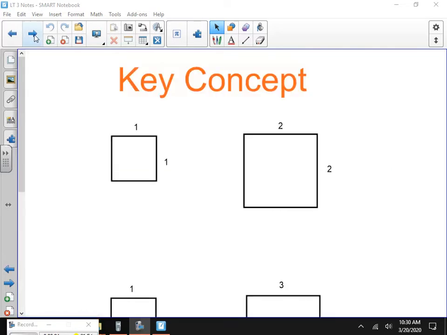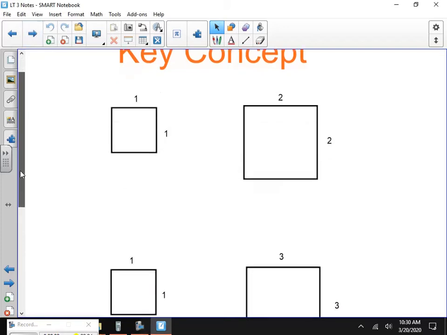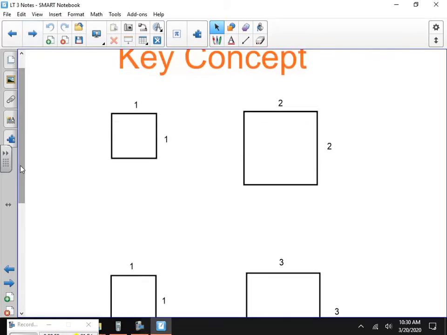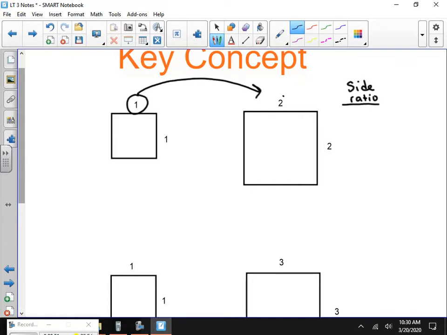Alright, so key concept. We're just going to try a couple problems. We're going to write down some ratios, and just take a look at the ratios and see what happens. So this first one, I have two squares. One of them has side lengths of 1, the other one has side lengths of 2. So the first thing we're going to write down is the side ratio. From this shape to that shape, the ratio is 1 to 2, so it's a half.